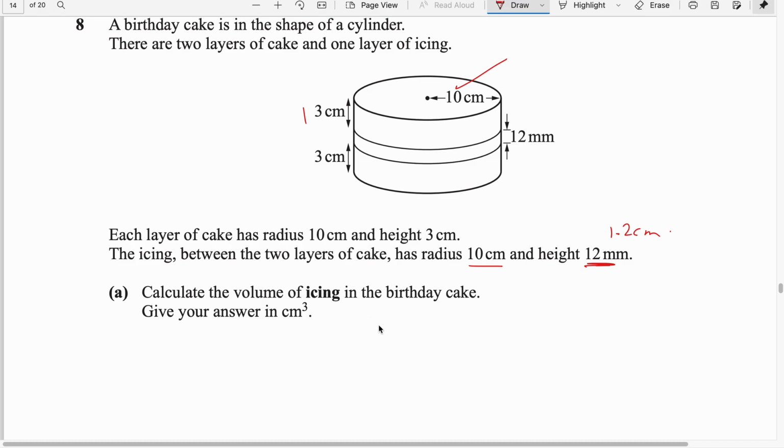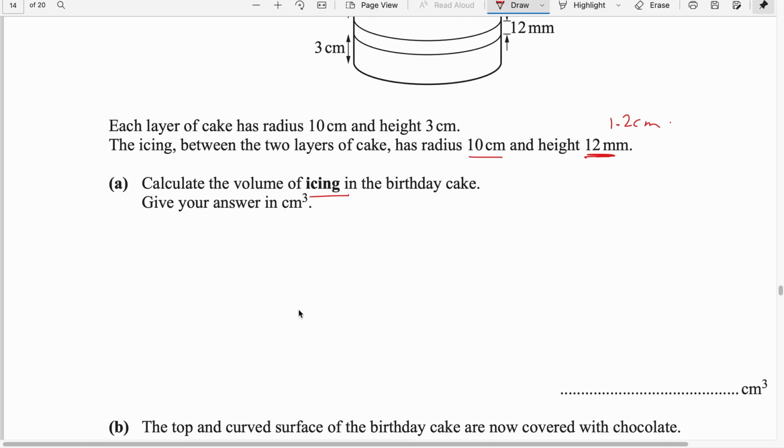Calculate the volume of icing in the birthday cake. So volume of icing, it is in the shape of a cylinder. Pi r square h. Pi stays there. Radius is 10 centimeters and height is 1.2 centimeters. So 120 pi, or it is approximately equal to 377 centimeter cube.